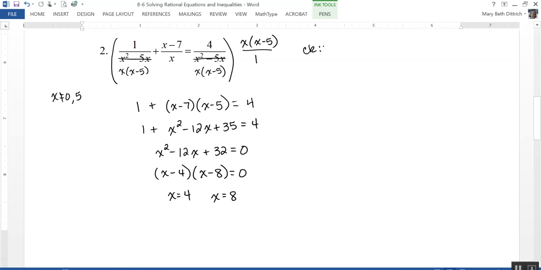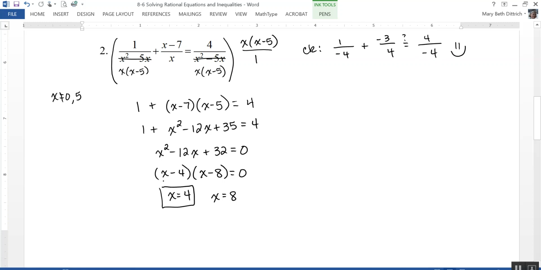So plugging in 4, I'm going to get 1 over, plugging 4 into here is going to give me 16 minus 20, or a negative 4, plus plugging in 4 is going to give me a negative 3 over 4. Is that equal to 4 over, and I did that before, that's going to give me a negative 4. So is negative 1/4 plus negative 3/4 equal to negative 4/4? Indeed it is, and that one does check. So x can be equal to 4.